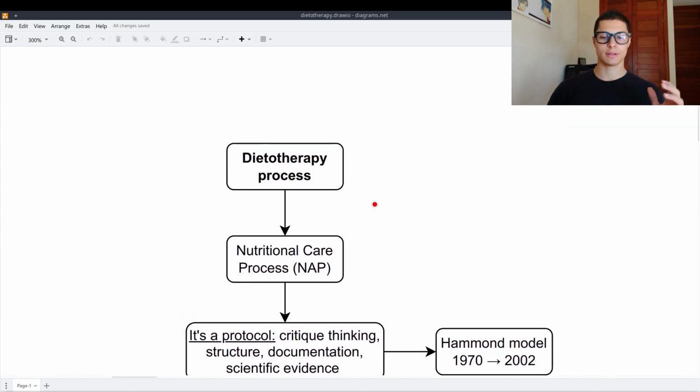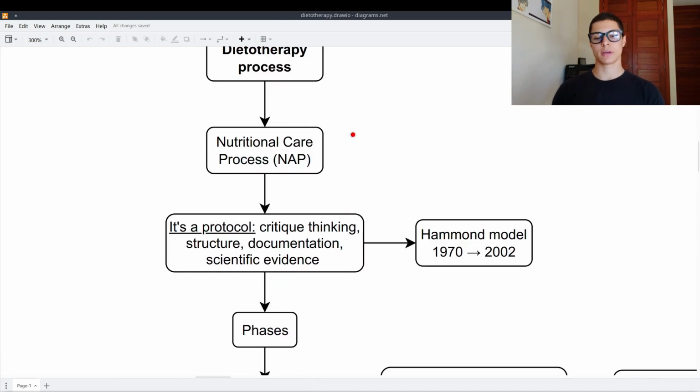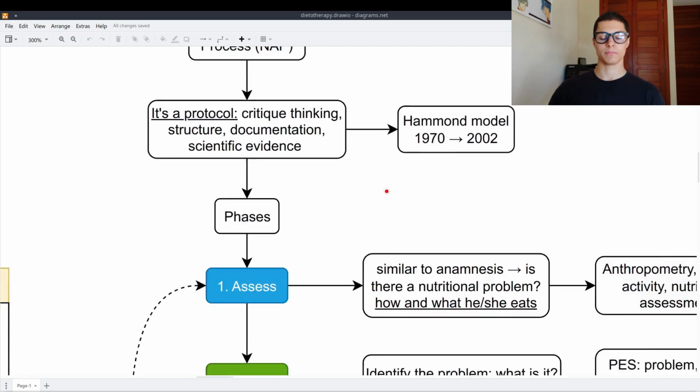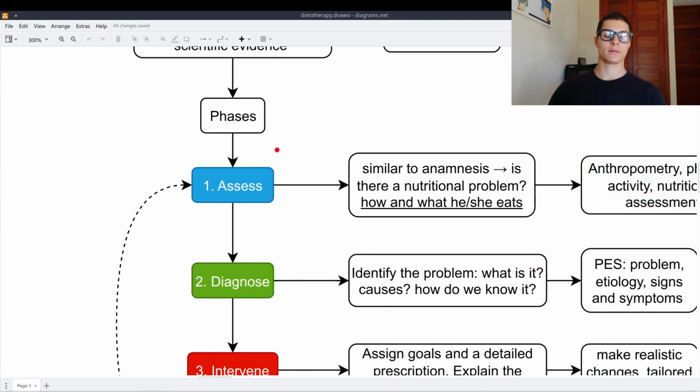So now let's take a look at the dietotherapy process. There's this thing called the nutritional care process. It's a protocol which uses critical thinking. It has a structure, documentation, and scientific evidence. It is based on the Hammond model from 1970, and it has been updated in 2002. So the phases of this protocol are the following.